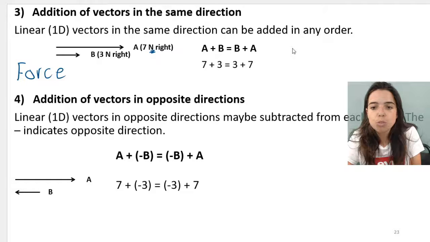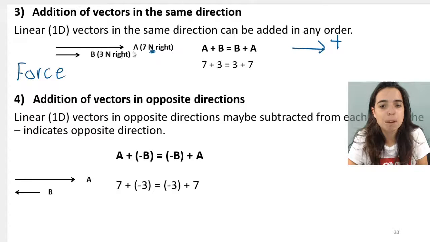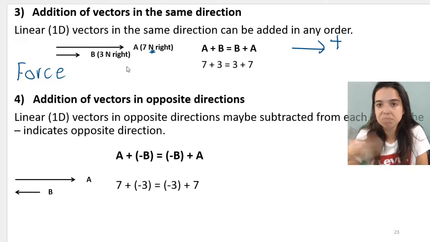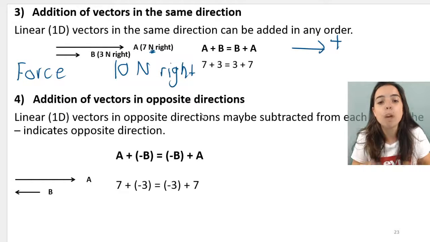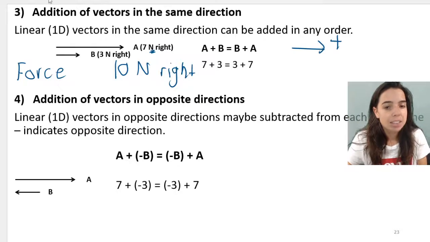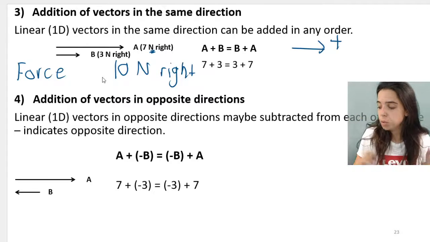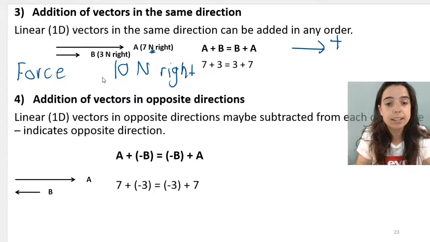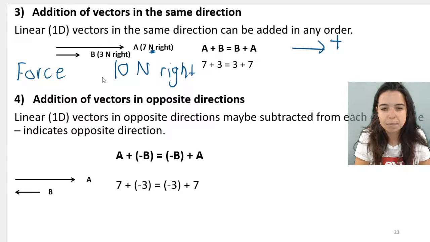If I choose the right as my positive direction, remember in physics you always need to choose a direction as positive, then I can add my vectors. So 7 plus 3 is 10 newtons to the right. That is what I would call my resultant vector, which we're getting to in a second. Then, we're speaking about vectors in one direction here. If I'm talking about a vector that's going in the opposite direction, then I subtract them.